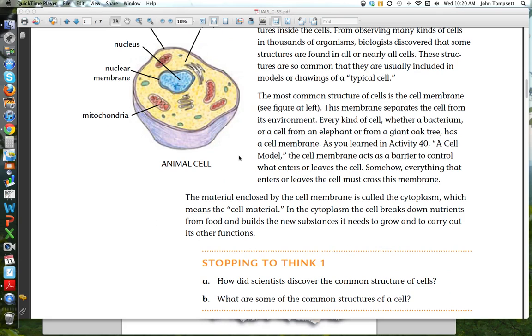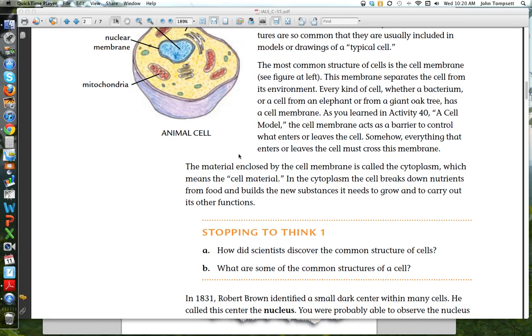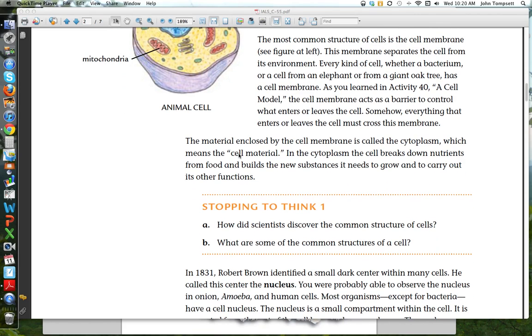This is a stopping to think section. So you're asked to respond to these questions. A, how did scientists discover the common structure of cells? And B, what are some of the common structures of a cell? So hit the pause button, respond to those questions in your notebook.